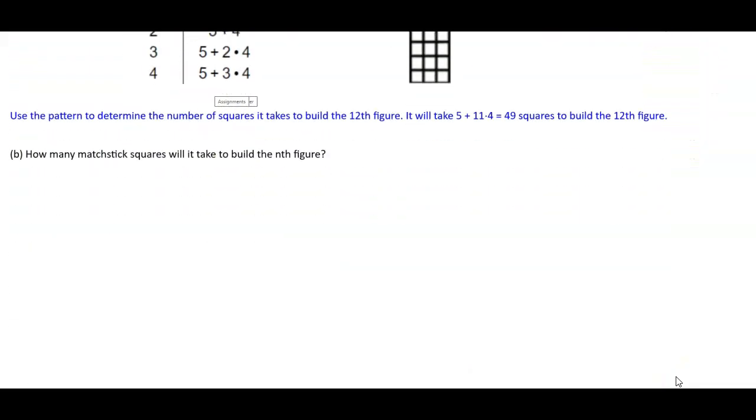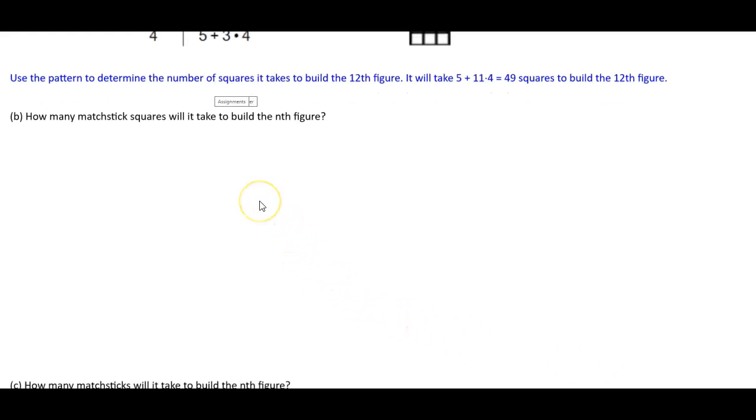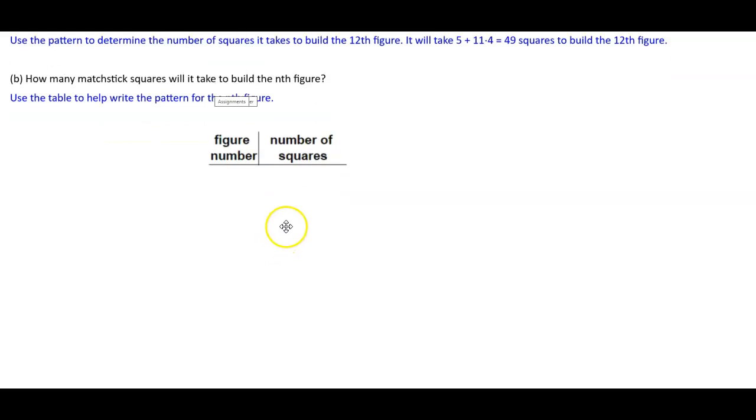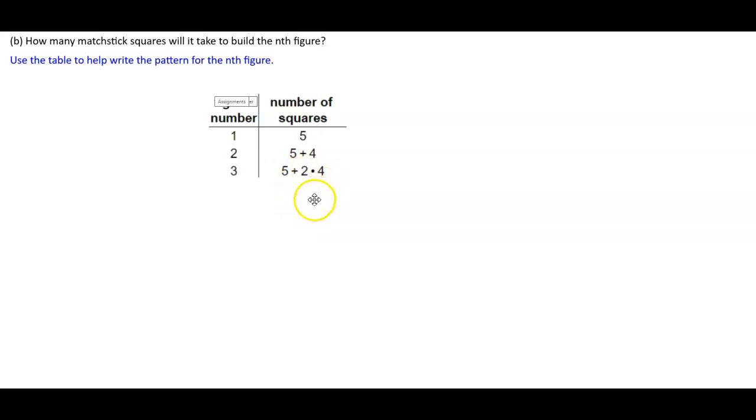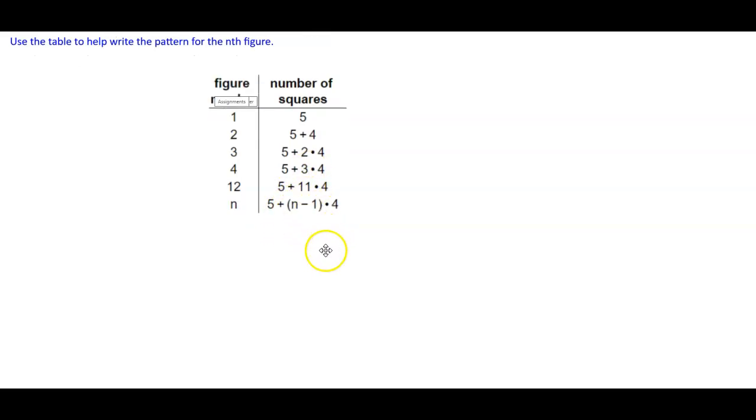Okay, now next it says, how many matchstick squares will it take to build the nth figure? Well, we're going to use the table to help write the pattern for the nth figure. We know that for figure number 1, the number of squares is 5. Figure number 2 is 5 plus 4. Figure number 3 is 5 plus 2 times 4. Figure number 4 is 5 plus 3 times 4. And with 12, we know it's 5 plus 11 times 4. That means that whatever n is, it's going to be 5 plus n minus 1 times 4.